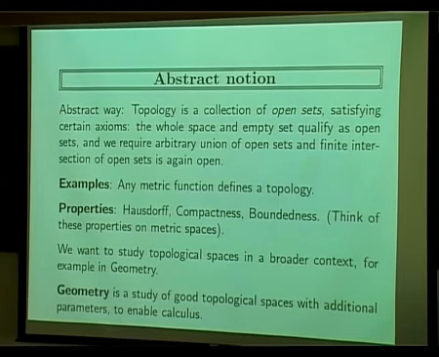So if you take any metric space, it defines a topology where you can take your open sets to be unions of your open balls, any arbitrary union of open balls. So you take the collection of all such things, and that defines a topology on your metric space. And then the normal properties like Hausdorff, compactness, boundedness, you can extend. So these properties already exist on metric spaces, which you are familiar with, and you can extend these properties to topological spaces as well.